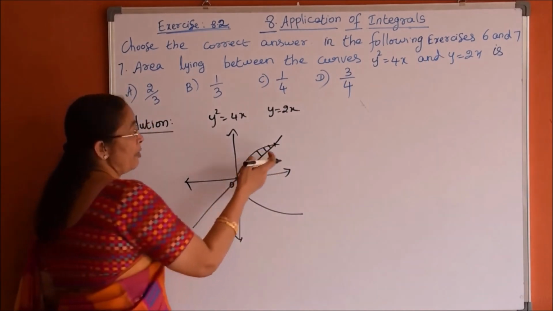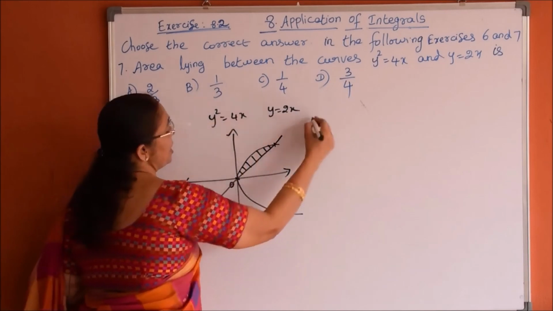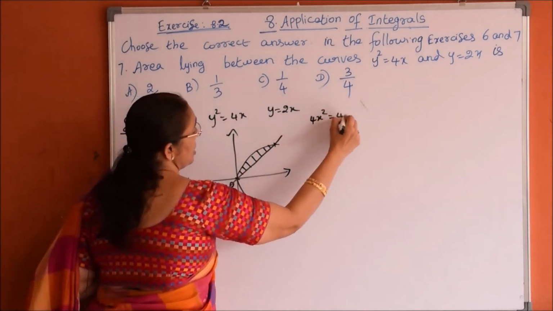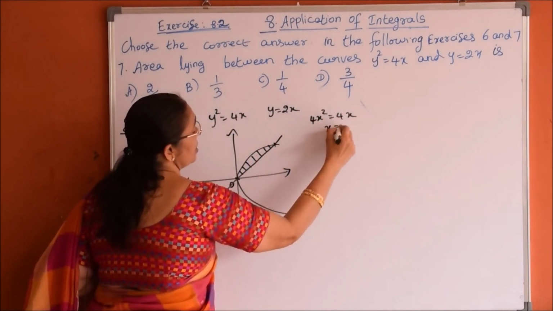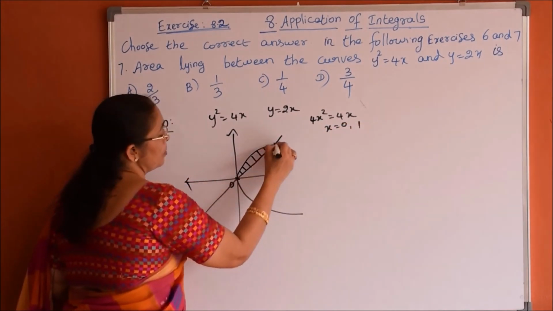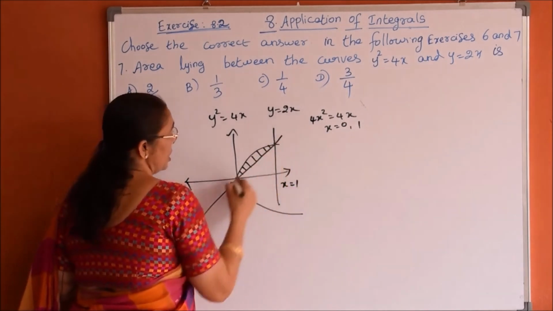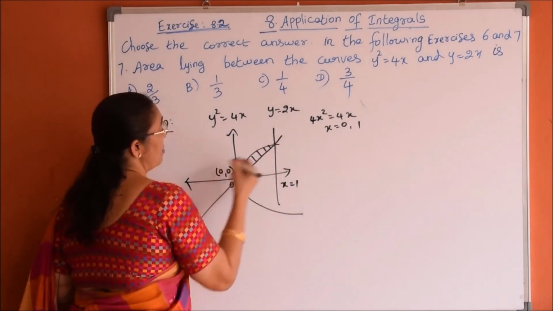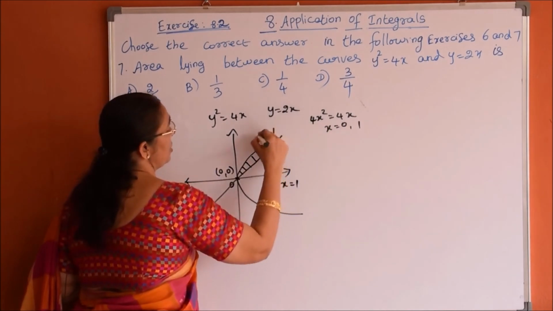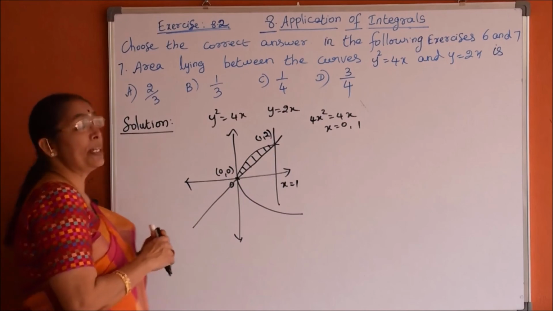Now first let us find the points of intersection of these two curves. Y equals 2x, substituting here we will get 4x square equals 4x. So x equals 0 or x equals 1. So x equals 0 is this point and this is x equals 1. So here the point of intersection is (0, 0), and here the point of intersection is (1, 2). When x is 1, y is 2.